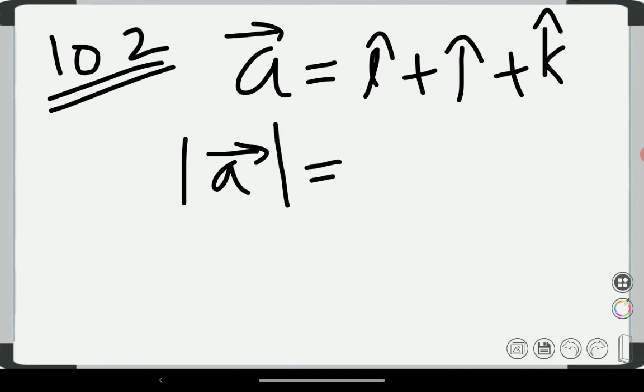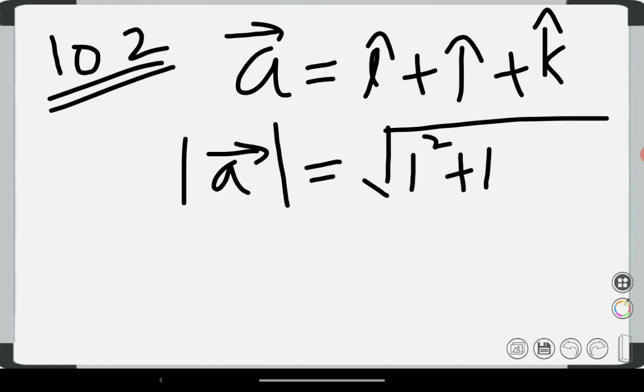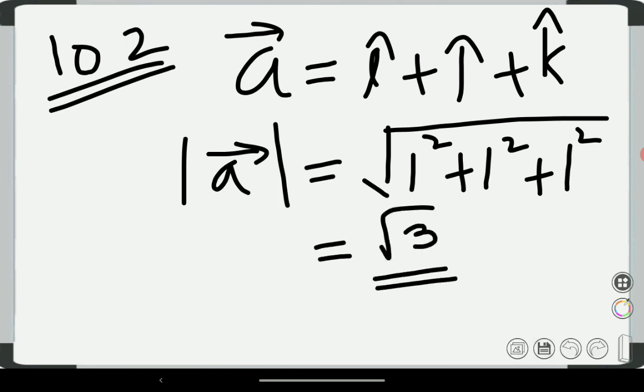So what is the magnitude of this vector? Nothing but root of 1 square plus 1 square plus 1 square. That is nothing but root 3. Clear? Second question, write two different vectors having same magnitude. Write two different vectors having same magnitude.